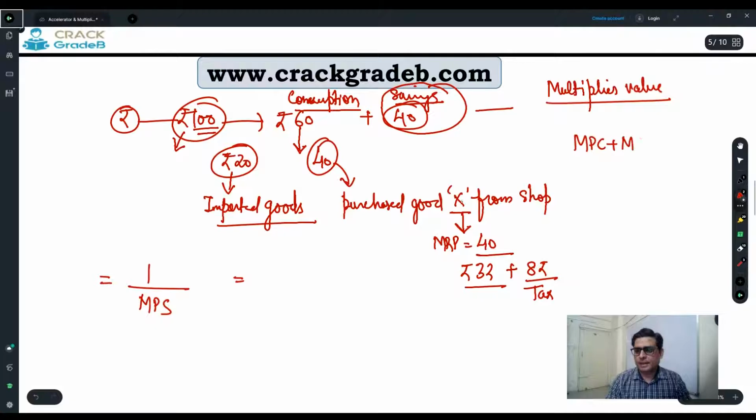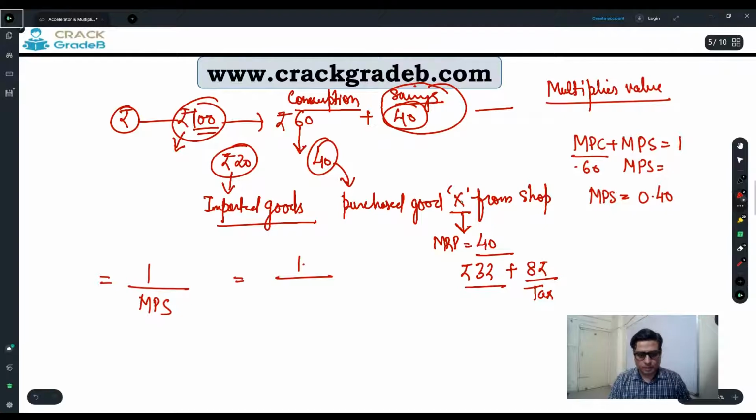MPC plus MPS is equal to 1. We have to find what? MPS. We know that 60 we are going to consume, so it is 0.60 plus MPS. So MPS is going to be 0.40.